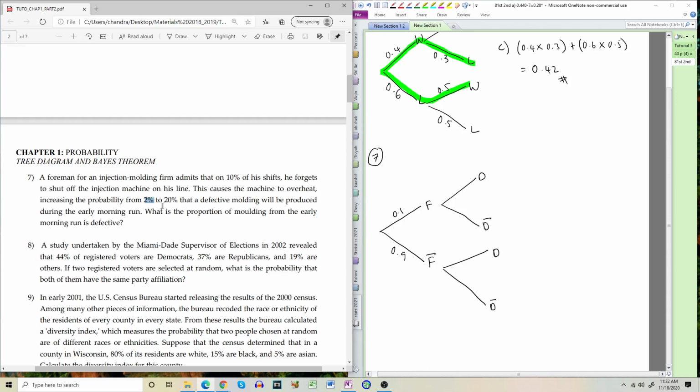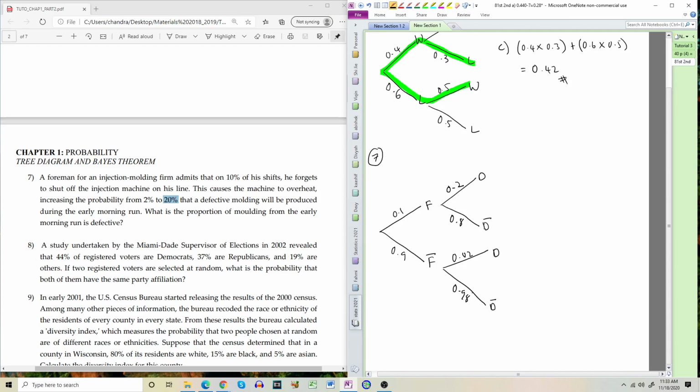If he forgets, what happened? 20%. So now he forgets, and what is the probability of defective product? 0.2. He doesn't forget, what is the probability of defective product? 0.02. You can fill up here. What is the proportion, probability, percentage, all the same method but different kind of writing style, that's all.